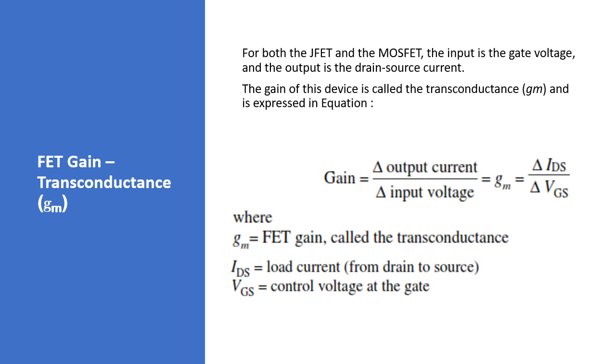For both the JFET and the MOSFET, the input is the gate voltage and the output is the drain source current. The gain of the device is called the transconductance, GM, and is expressed in the equation. Gain is the change in output current over the change in input voltage. The units are Siemens, which are the units of conductance and are the inverse of resistance measured in ohms. The old units were mho, which is the word ohm spelled backwards.